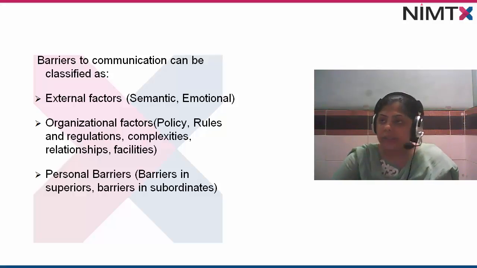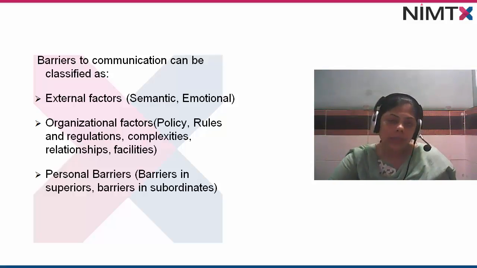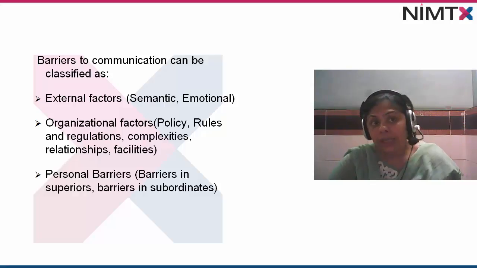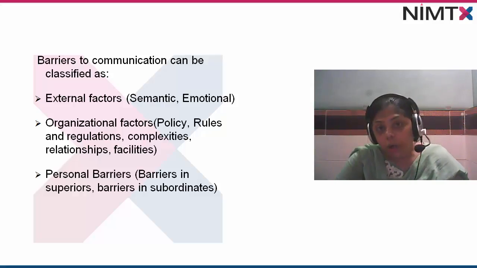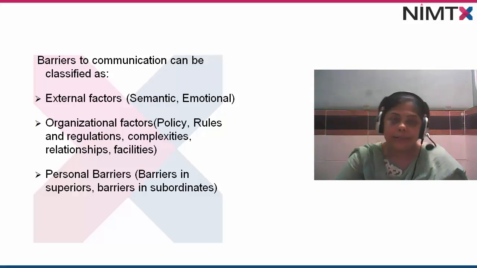Now, for example, I have to send an email to the CEO of the organization, and he's waiting for my reply, and I start typing the email, and there goes the internet connection. So what happens? I am unable to communicate with him, and this may give a wrong impression on him. So these are the organizational factors that may impede communication.